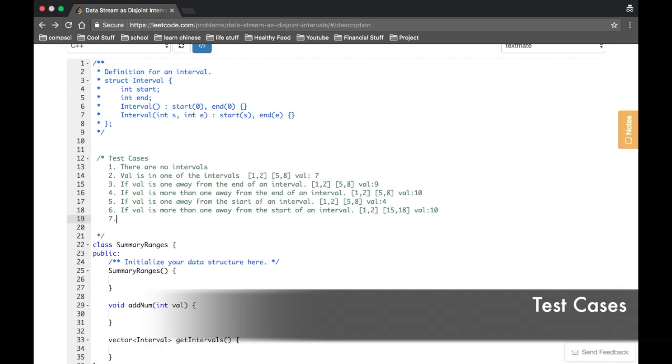Then the 7th one is: there is a smaller interval and a larger interval that are both 1 away from val. So an example of this is 1 to 2, or let's say 1 to 5, and then 7 to 10, and then your value is 6. So yeah.